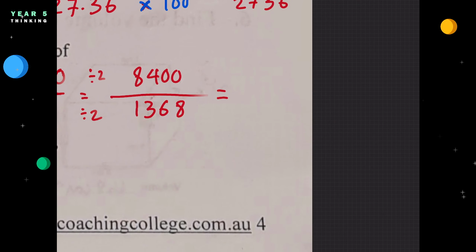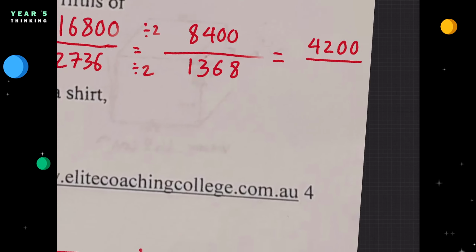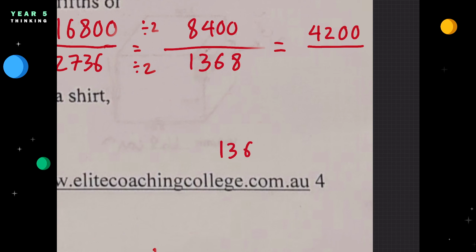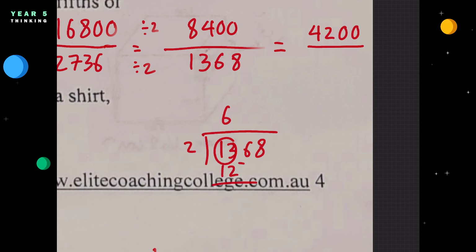If I divide the top number by 2, I will get 4200. If I divide the bottom number by 2, let's see what that looks like. So 1368 divided by 2. 13 divided by 2 will give me 6. 2 times 6 is 12. Take away. We get remainder 1.